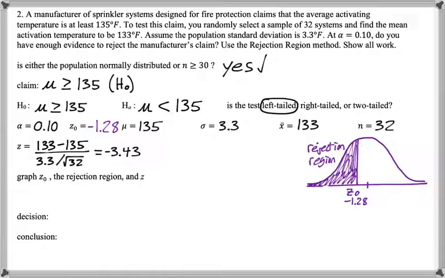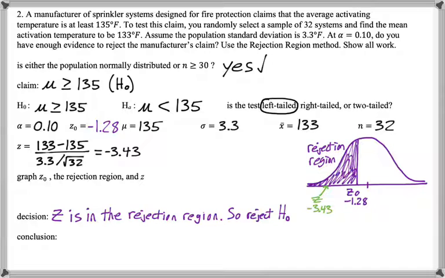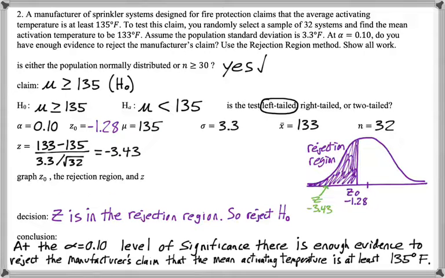Next, we can graph the rejection region, so it's the area to the left of negative 1.28. And then graph z, so that would be right there. So z is in the rejection region, which means we want to reject the null hypothesis. So we get the exact same conclusion that we did on question number 1. So it doesn't matter which method you use.